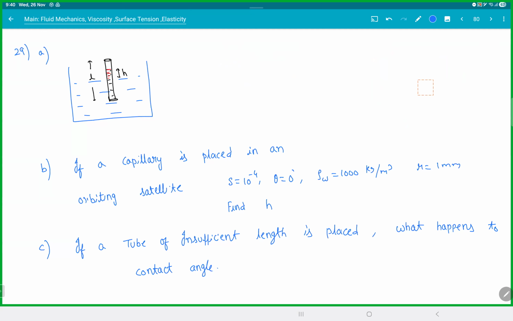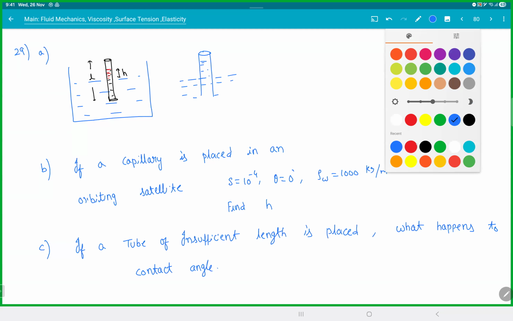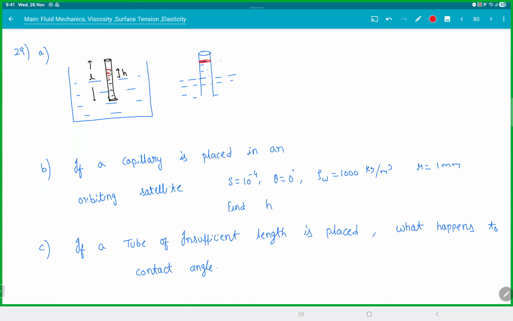If you look at this capillary here, the reason the water level is rising is because of this one meniscus. We have one meniscus here, which is pulling with a force of 2 pi r S cos theta. That is balancing your mg. Agreed? If you remember the derivation.